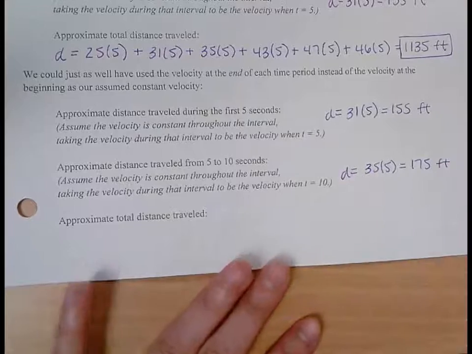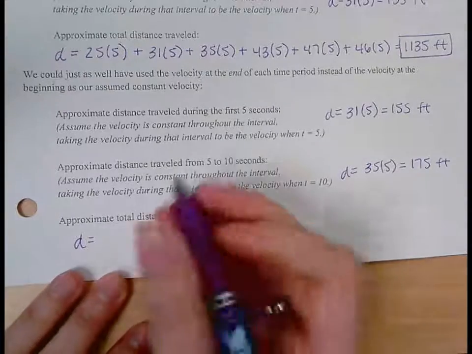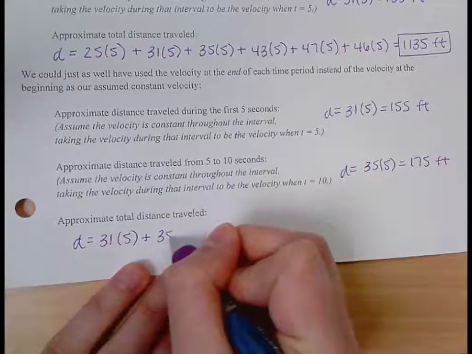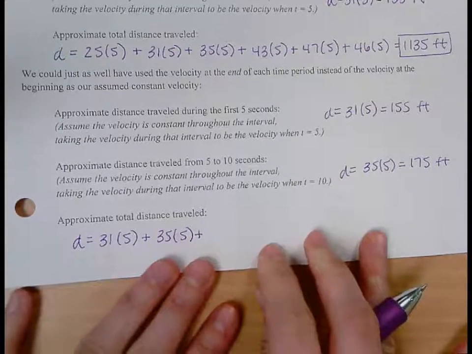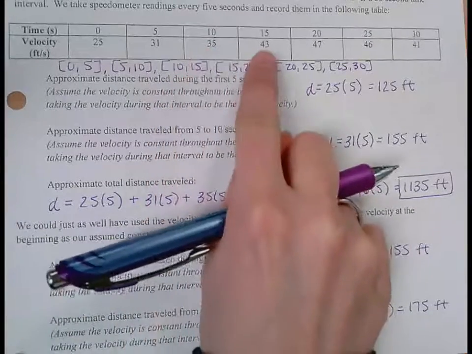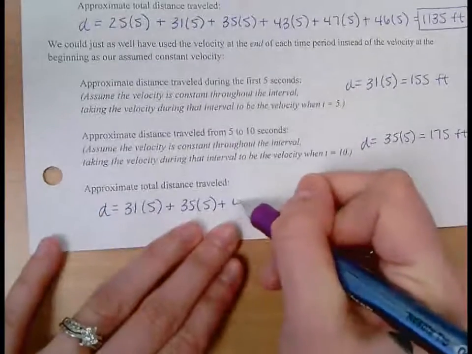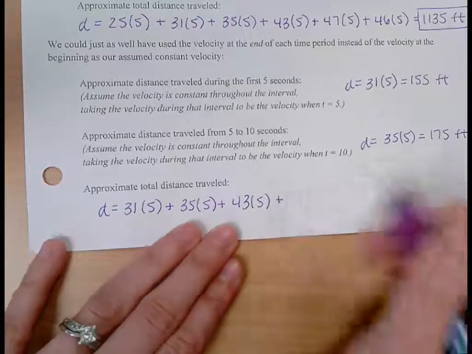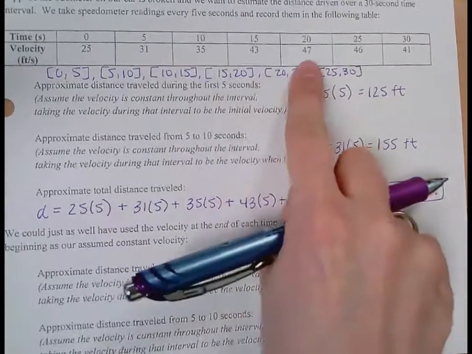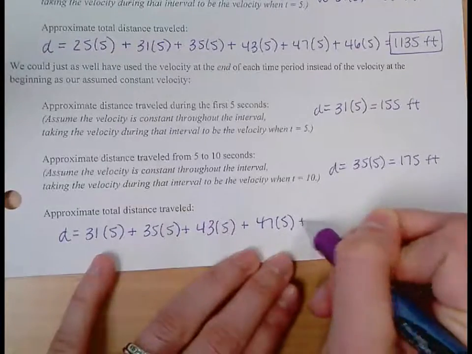Okay, we could have continued that for all of them. So this is what it would have looked like all written out. The first time interval would have been 31 times 5. The second interval would have been 35 times 5. The third time interval, from 10 to 15 seconds, we could have used the velocity at 15 seconds, at the end of the interval, so 43 times 5. For the fourth time interval, 15 to 20, use the velocity at 20 seconds, so 47 times 5.